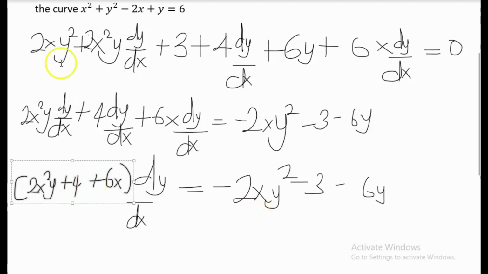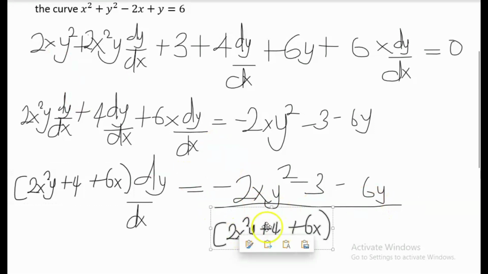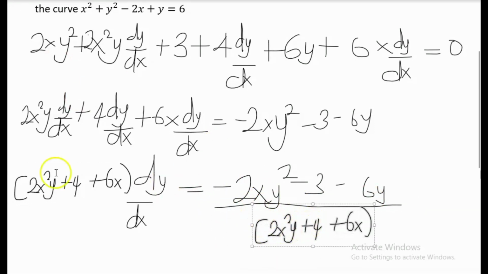By that term over here. So if we do that, so we have this. Okay, so we divide that, so it would cancel out. We've divided both sides, so this is out. So we have dy dx is equal to negative 2x squared minus 3 minus 6y all over, you can take out the bracket if you want to, all over 2x squared plus 4 plus 6x, and that's your answer.